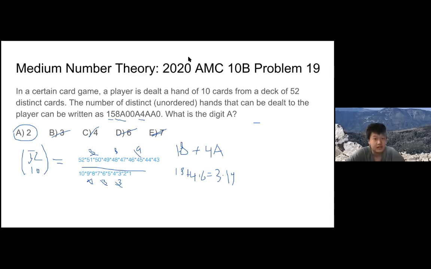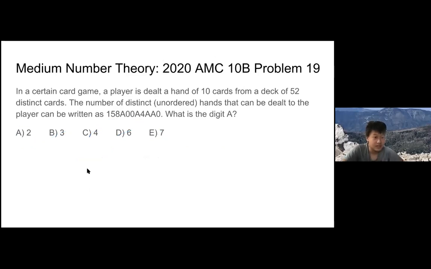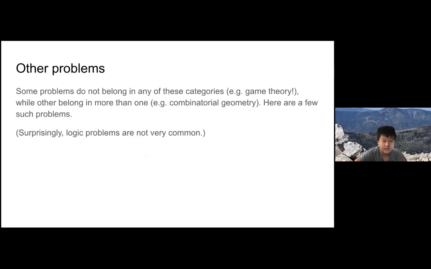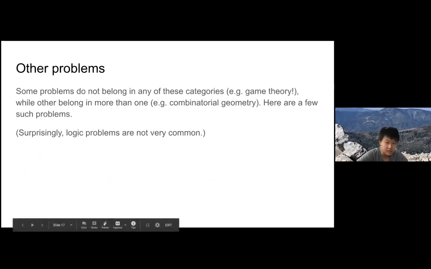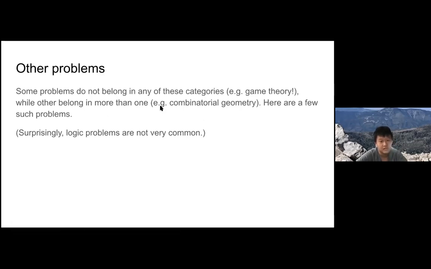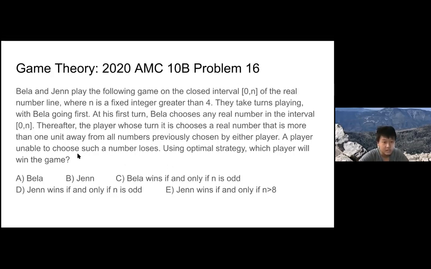Oh, okay. In that case, we have some time to talk about miscellaneous problems, ones that do not fit in any categories. This includes, for example, logic problems, which aren't very common on the AMC, or problems that belong in more than one section. Usually, you'll have something called combinatorial geometry, for example, where you do a counting problem, except it's in a geometric setting. So in the next few slides, here are a few examples.